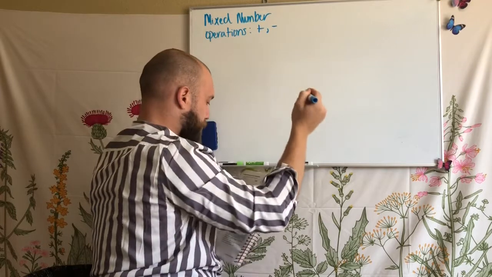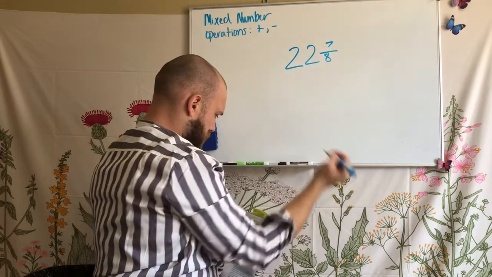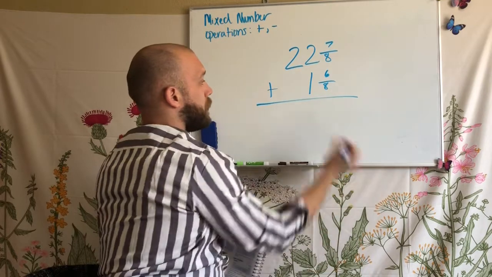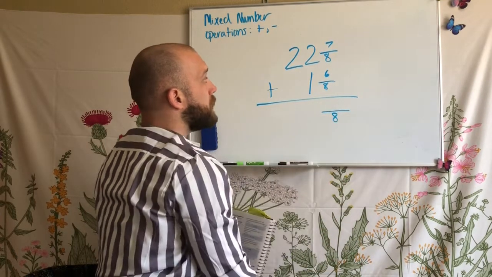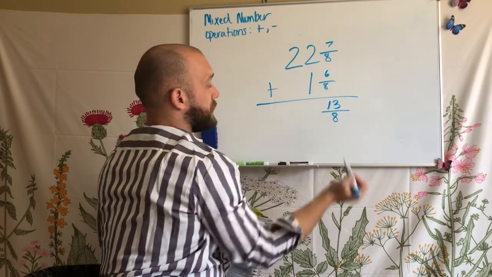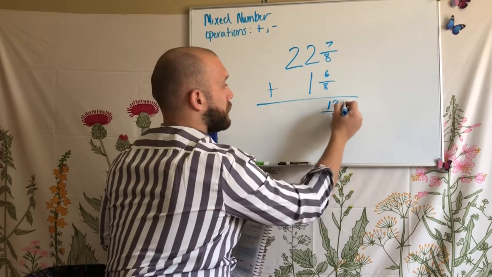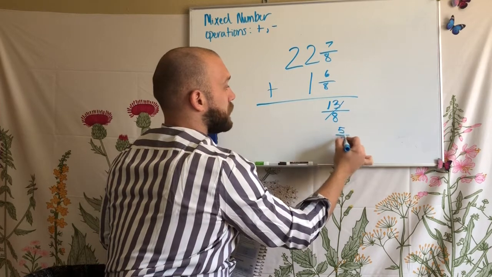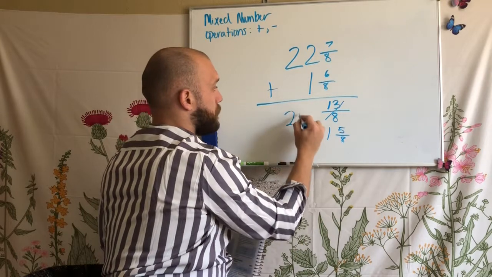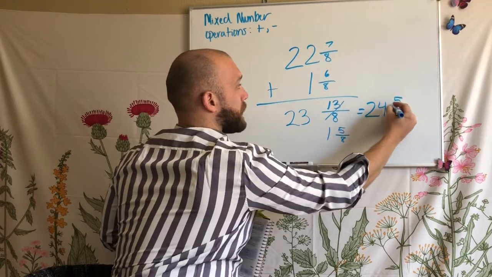Problem C. 22 7/8 plus 1 6/8. I know my denominator will stay the same. 7 plus 6 is 13. 13 minus 8, 9, 10, 11, 12, 13. So I know my leftover is going to be 5/8 and 1 whole. 22 plus 1 is 23. Add 23 plus 1 is 24 with my leftover fraction of 5/8.